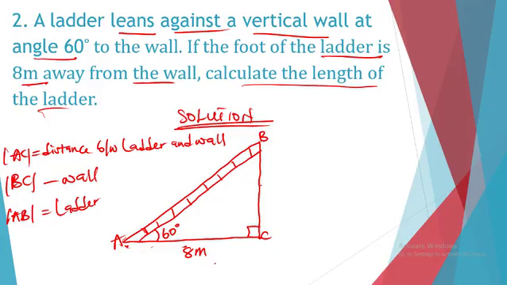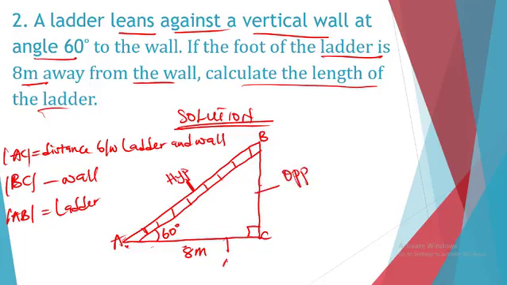So at this point, we've seen that the length from the ladder to the wall is given as what? 8 meters. And the question said we should calculate what? The length of the ladder. The length of the ladder is line AB. And this line is the line facing what? The angle 90. So that means that this line is what? Hypotenuse. And the line facing the given angle is the opposite.